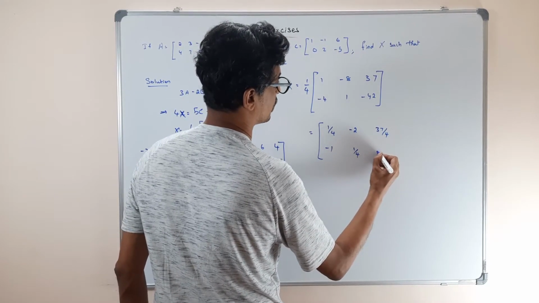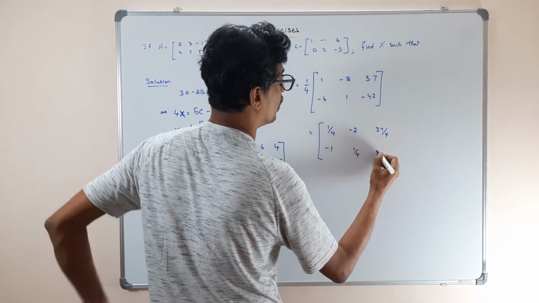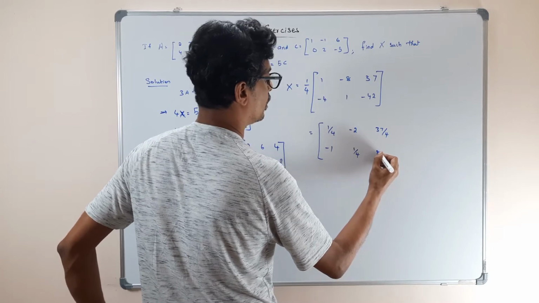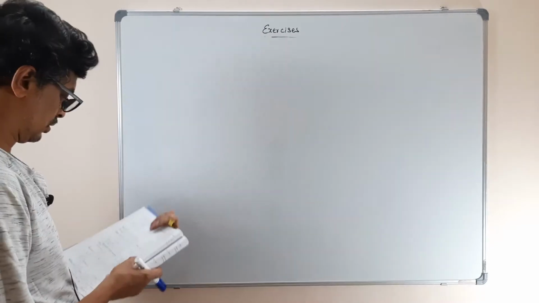What will be this much? 21. It won't go, 21 by 2. How 21? 21 by 2. Minus 21 by 2. Correct?